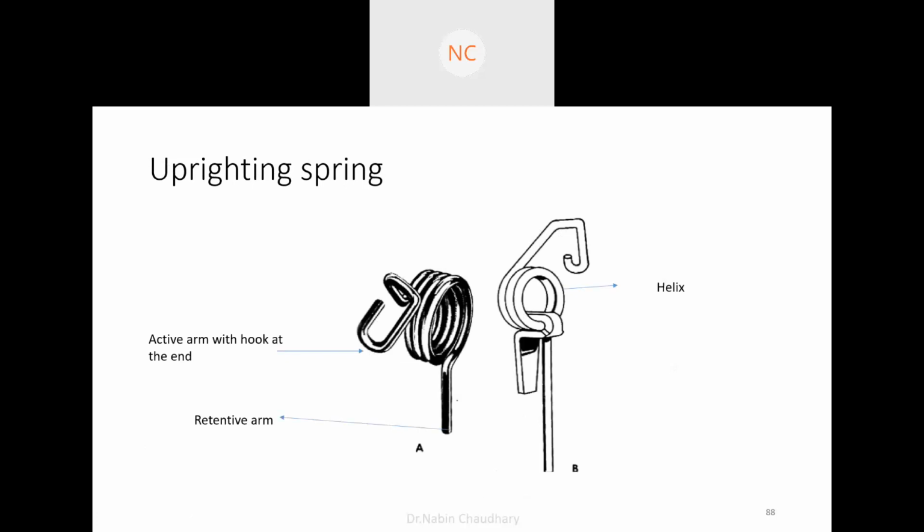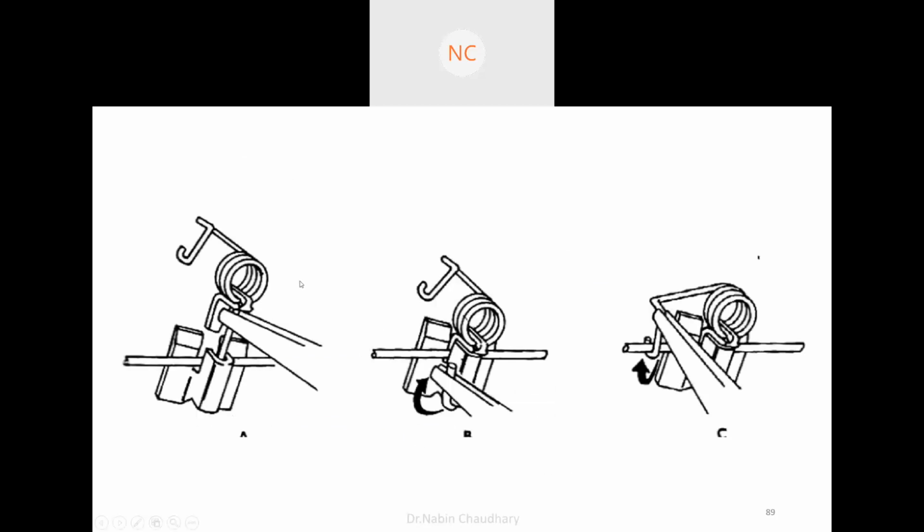So this is the uprighting spring. This is the retentive arm. This is the helix, and this is the active arm. And this active arm is placed in the direction in which the uprighting of the root is done. So when major uprighting of the root is required, the retentive arm is inserted into the pinhole of the bracket, and this hook is inserted into the archwire at this side, so that we can achieve the uprighting of the root in this direction.